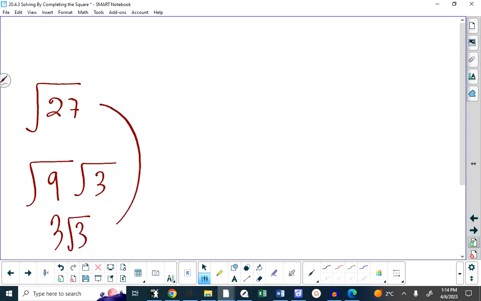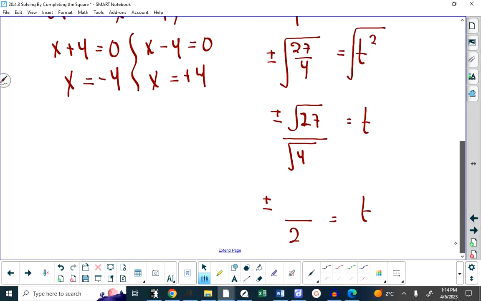So these are the same. And we say in math that 3 root 3 is simplified. So that means our two solutions are plus or minus 3 root 3 over 2.